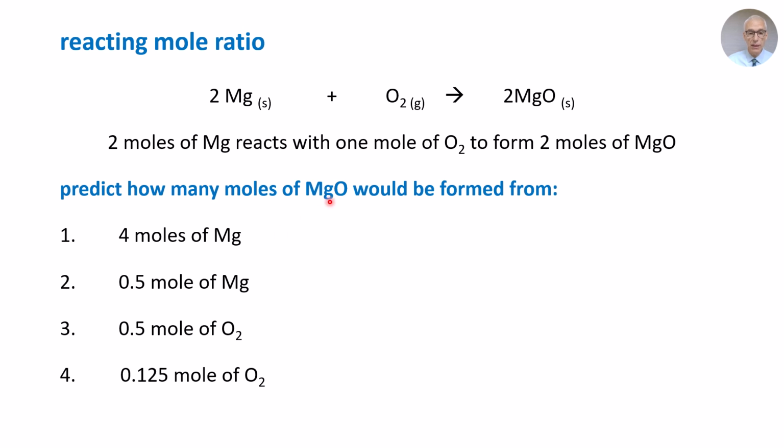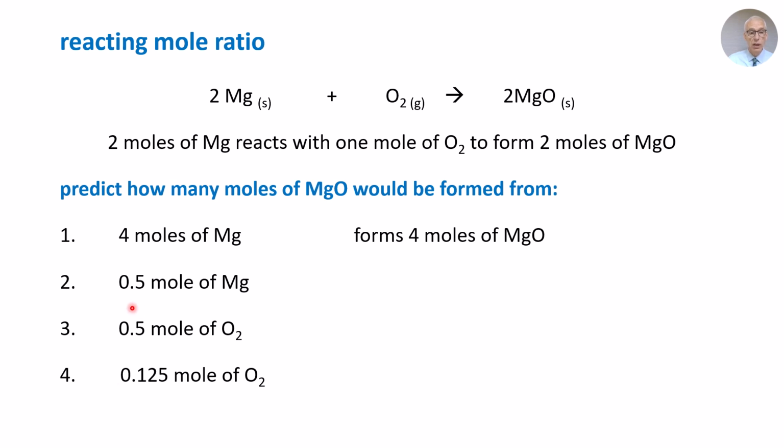How many moles of magnesium oxide from 4 moles of magnesium? Well, if 2 moles of magnesium makes 2 moles of magnesium oxide, then that is a fixed ratio. So 4 moles of magnesium would form 4 moles of magnesium oxide. Stop the lesson and predict the moles of magnesium oxide from these starting quantities. Come back to check when you are ready.